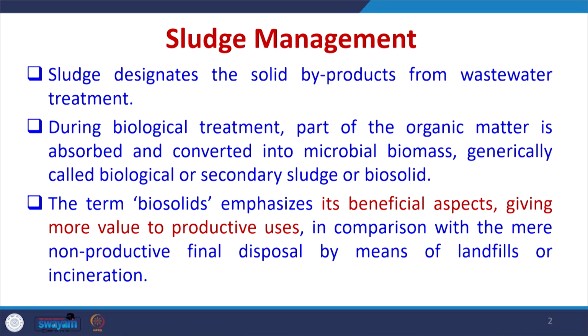So, sludge designates the solid byproducts from wastewater treatment. The solid byproducts which are obtained during wastewater treatment are designated as sludge. What happens is that during biological treatment, the organic matter is absorbed by the microbial biomass, and then it is further converted into more microbial biomass. That means during biological treatment the organic matter is taken as a nutrient by the microbial biomass. They convert that into CO2, but because they are using it as a nutrient, the biomass also grows.